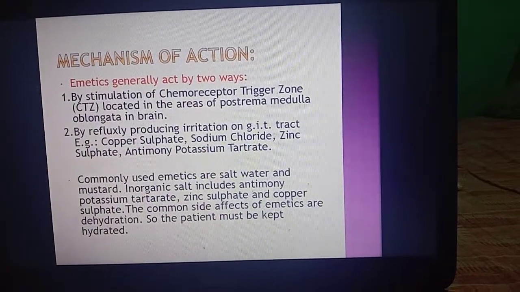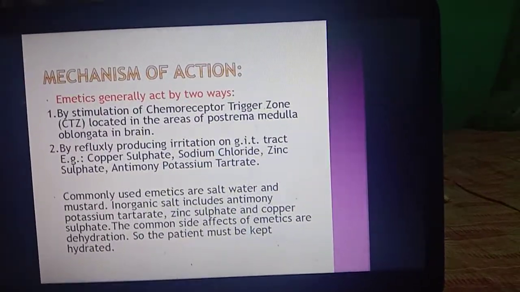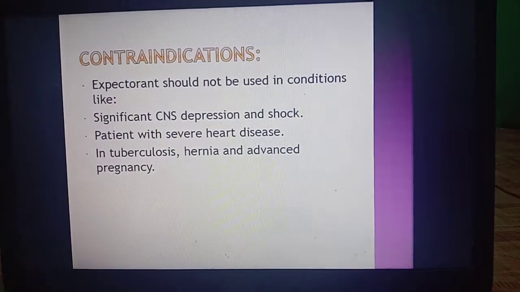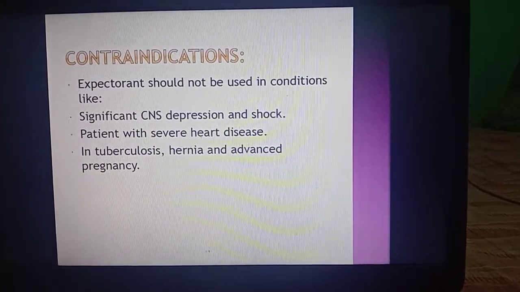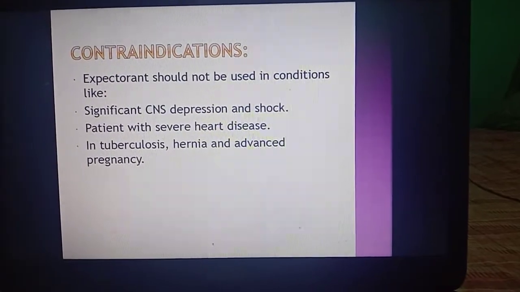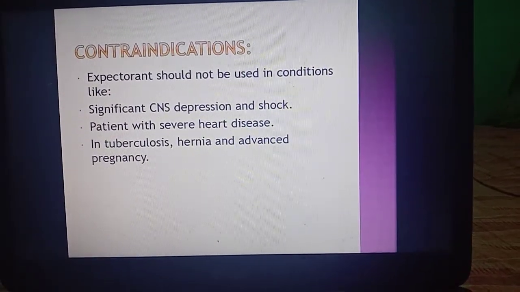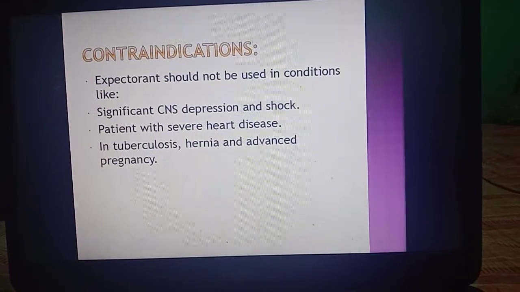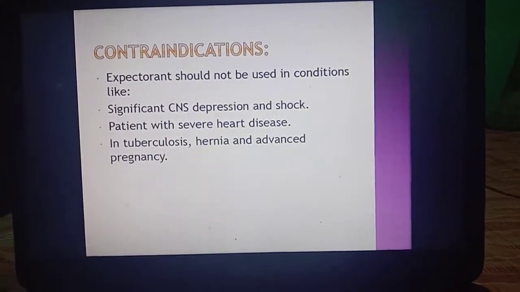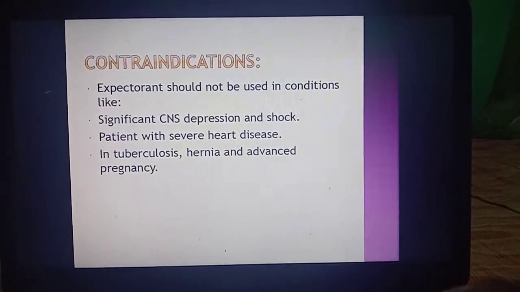The common side effect of emetics is dehydration, so the patient must be kept hydrated. Next, contraindications. Emetics should not be used in conditions like significant CNS depression and shock, in patients with severe heart disease and tuberculosis, and in hernia and advanced pregnancy. That means if the patient has this type of disease, they should not be given emetics.